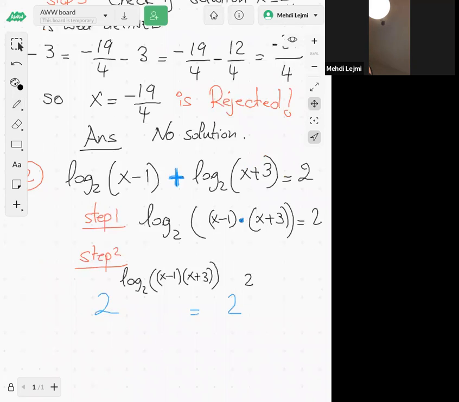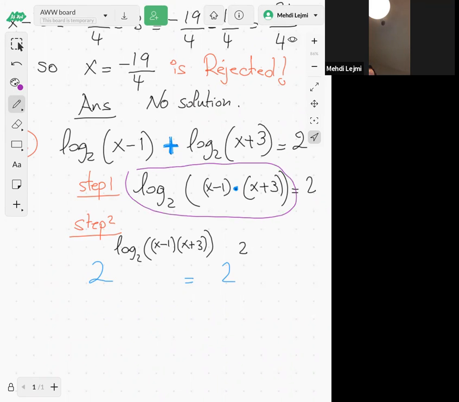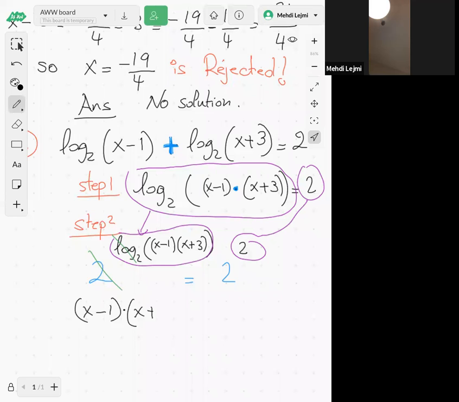So again, guys, what I did here is that I put as exponent the left side of my equation on the left, and on the right, I put the right side of my equation as exponent. All right, then we end up with, on the left, just x minus 1 times x plus 3 equal to 2 power 2. So 2 squared, that will be 4.